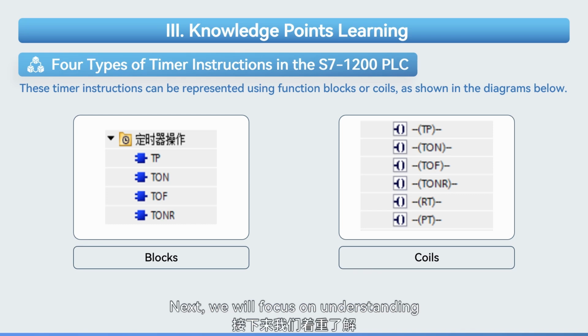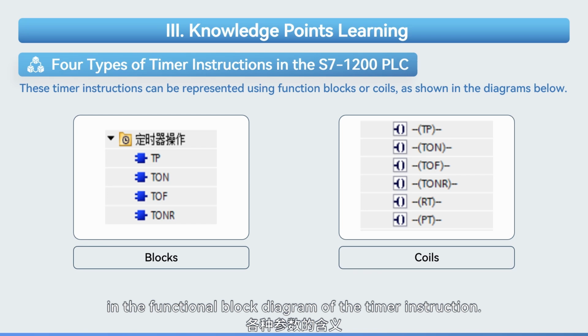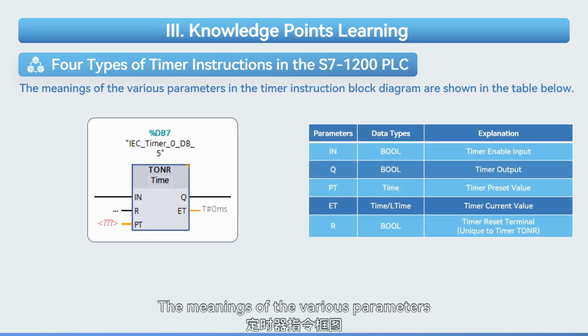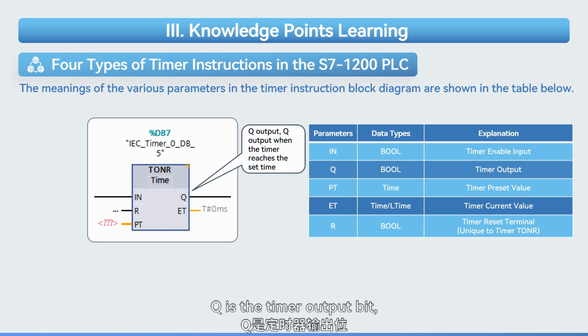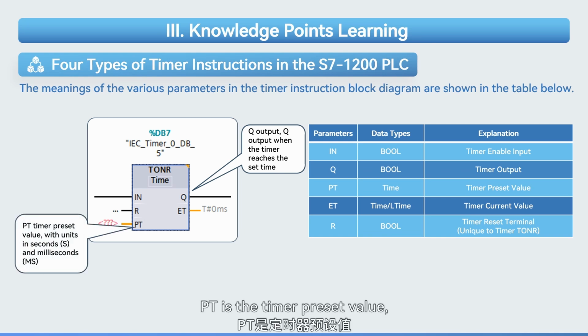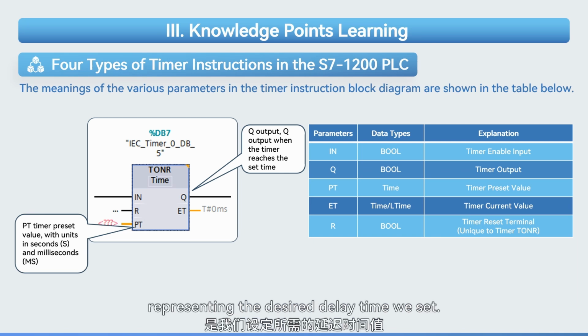Next, we will focus on understanding the meanings of the various parameters in the functional block diagram of the timer instruction. The meanings are shown in the table below. IN is the timer enable input. When the IN terminal is activated, set to 1, the timer starts and begins counting. Q is the timer output bit, which turns on or off when the timer current value reaches the preset value. PT is the timer preset value, representing the desired delay time we set.